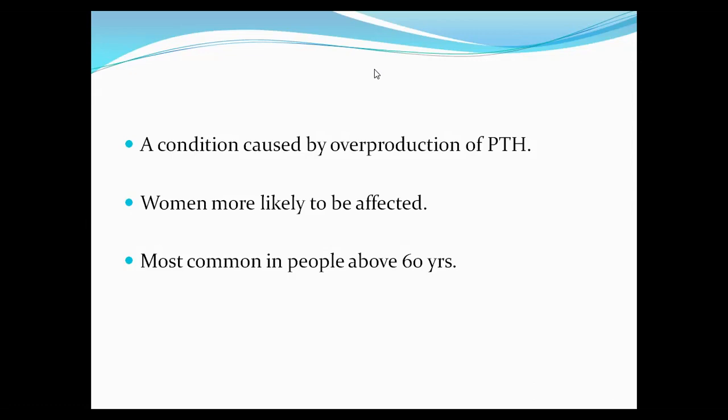So, now we will discuss the condition hyperparathyroidism. Whenever there is overproduction of parathormone, this is called hyperparathyroidism. It is most common in people over age 60 years but can also occur in younger adults. Hyperparathyroidism in childhood is very unusual. Women are more likely to be affected than men.